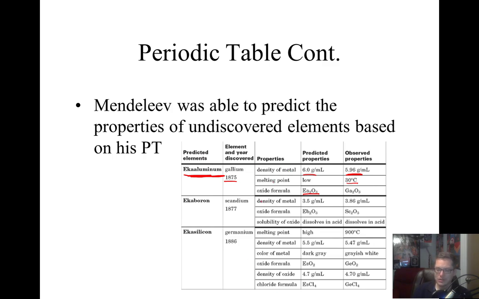So this idea of predicting elements that hadn't been discovered and being able to identify their properties was a huge deal. In fact, there were several times where other chemists would say they discovered a new element and give their properties, and he would call them out and say, no, that can't be right, you did something wrong because my predicted property doesn't match your discovered property. So he's very confident in his abilities, and it was pretty good.